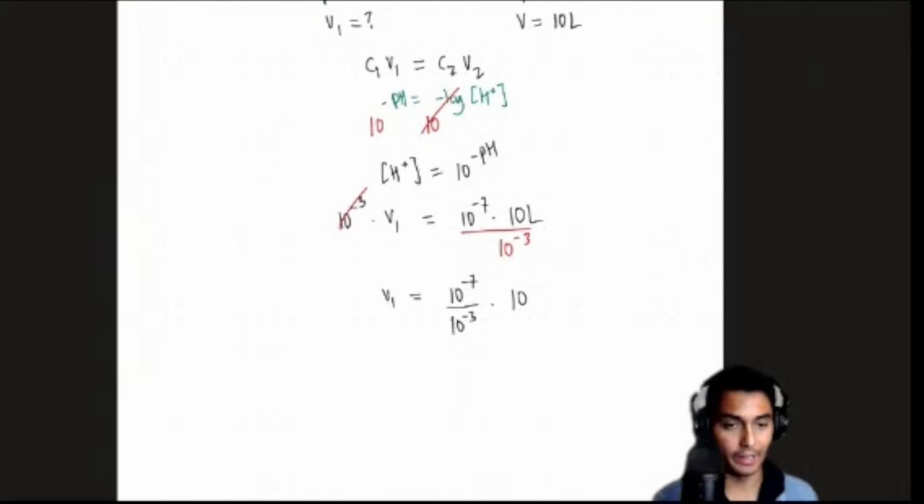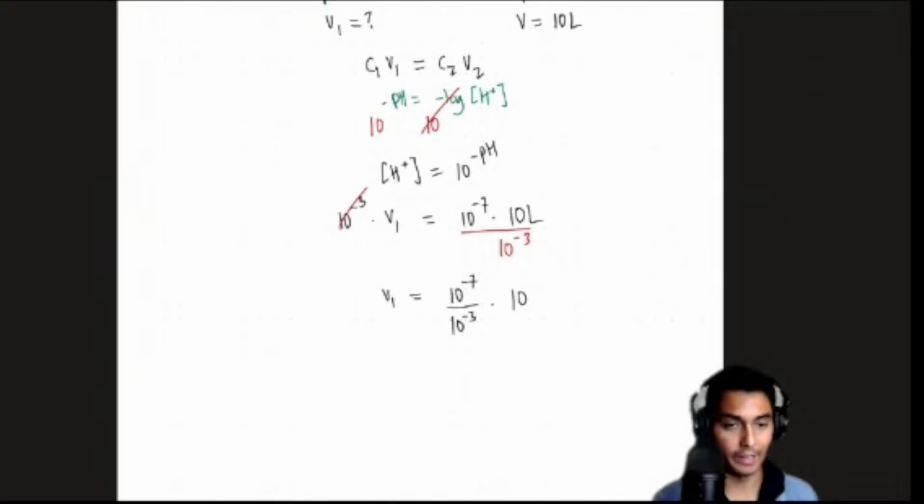Let me zoom out so everyone can see that. What does that mean? That means if we have a solution of acid that we want to neutralize, and a neutral pH is approximately 7, and we want approximately 10 liters of that, and our acidic solution is pH 3, how much volume of that do we need? That's going to be 1 ml.